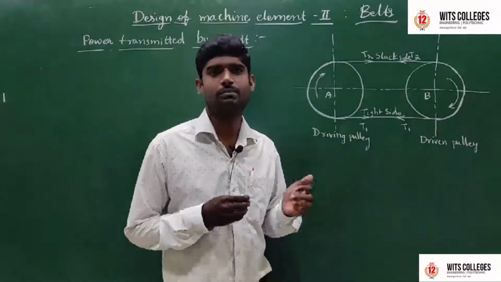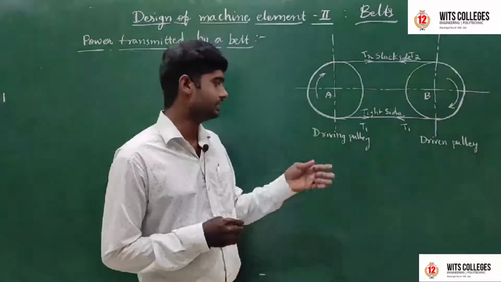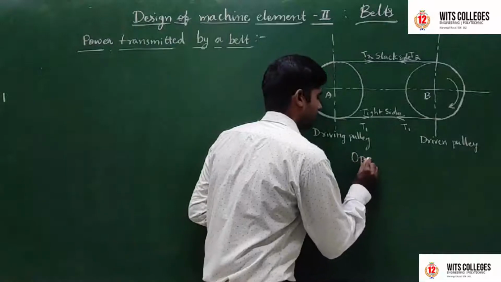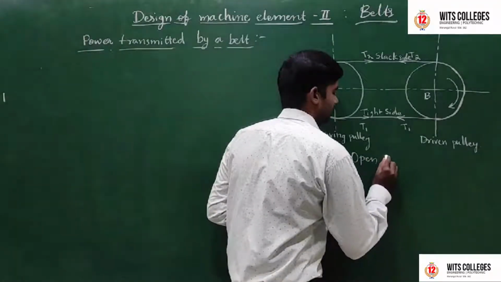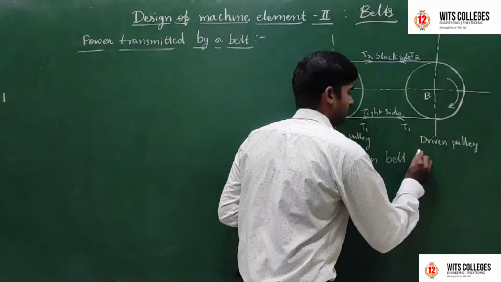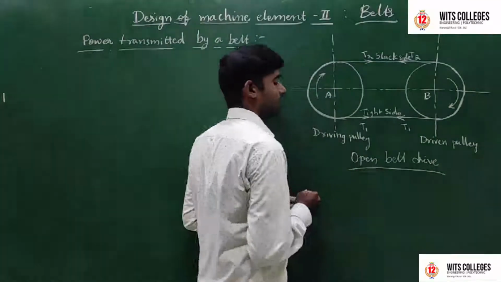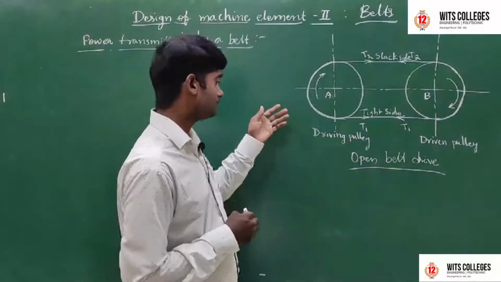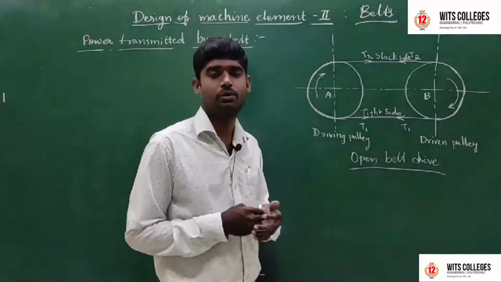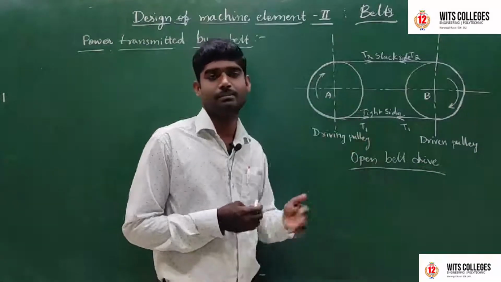Today in our class we are discussing power transmitted by a belt. This is a most important topic in this belt chapter. This is a belt drive, an open belt drive. We already know what an open belt drive is and what a cross belt drive is. In this open belt drive, what is the power transmitted from one shaft to another shaft? How do we find out the power transmitted by a belt?